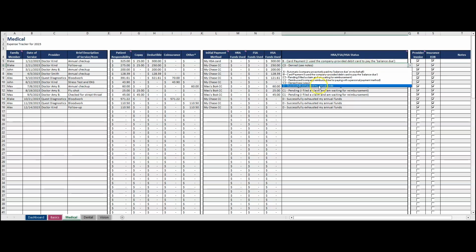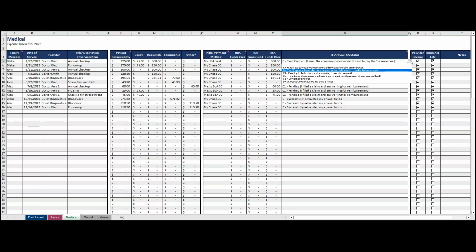And the last option is D, successfully exhausted my annual funds. As you'll see in this example, let me reselect C2. But if you go down to the bottom, once you've used all of your HSA funds or pre-tax account funds for the year, feel free to select D, successfully exhausted my annual funds, so it shows that you don't need to submit a claim to your administrator. These statuses may not be intuitive right from the get-go, but as you use this tracker, you'll get more familiar with what these mean, and I hope that you find these helpful.